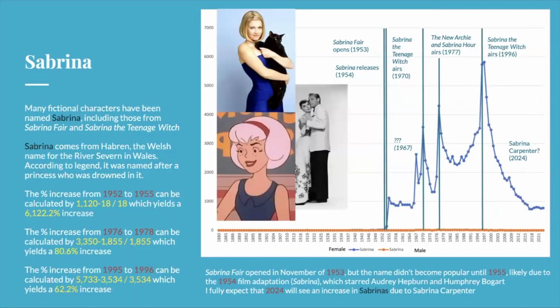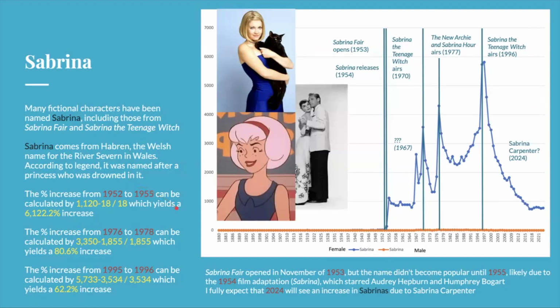All right, this next name, I also find it very interesting. I was listening to Sabrina Carpenter because she has a song that's been very popular this summer, and I got curious what the name Sabrina meant. I looked it up, and this is actually now one of my other favorite names for how it's a name, but Sabrina comes from Habron, which is the Welsh name for the River Severn, which is a river in Wales. And according to legend, it was named after a princess who drowned in it. I guess the princess would have been named Habron. Sabrina is the Latinized form of the name.